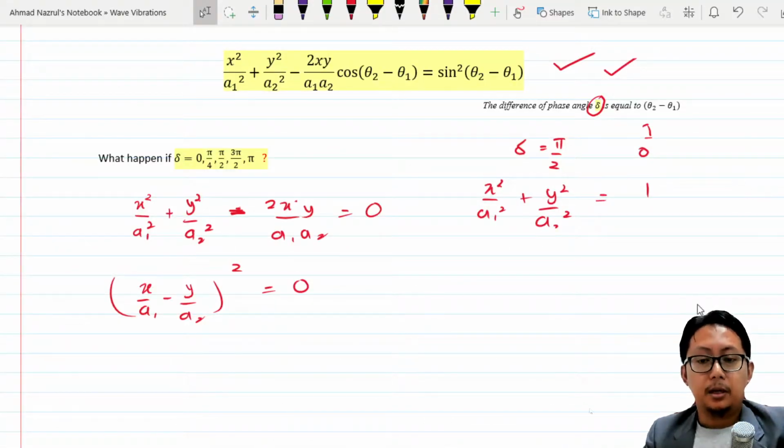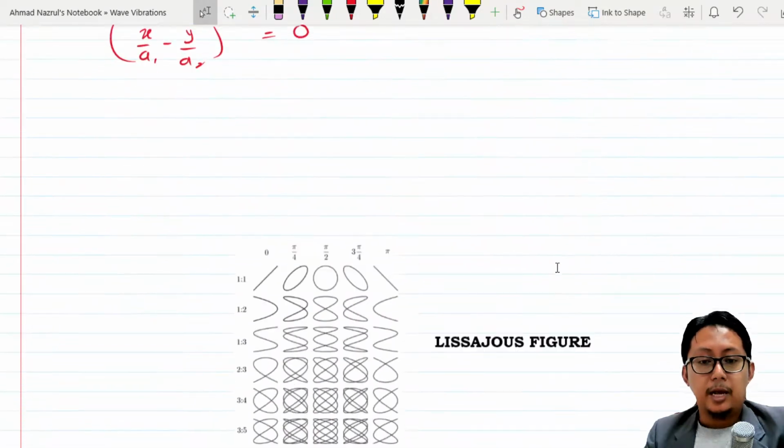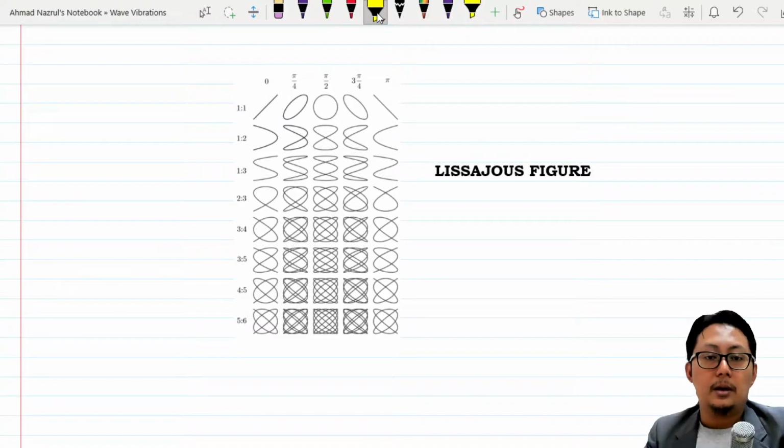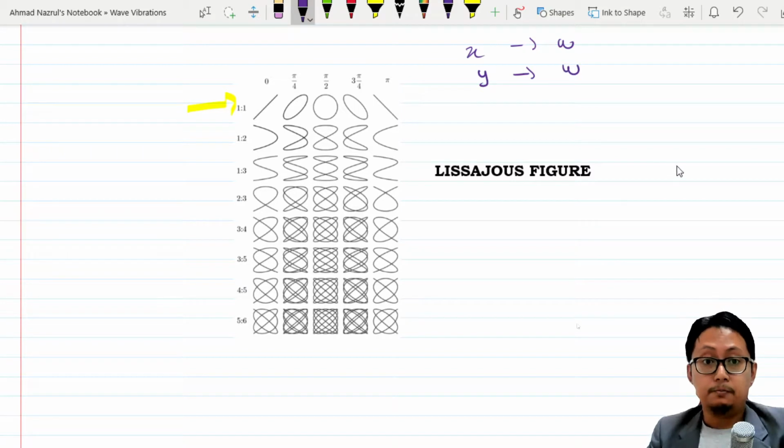So it brings us to the next topic, which we call Lissajous figures. What we discussed before is the 1:1 case, where the frequency for x is omega and for y is also omega. So the ratio is 1:1, and delta is 0, pi over 4, pi over 2, 3 pi over 4, and pi. This is what we discussed before.